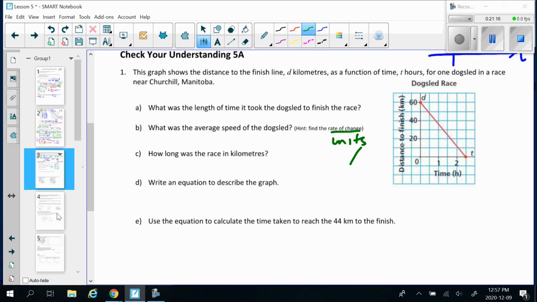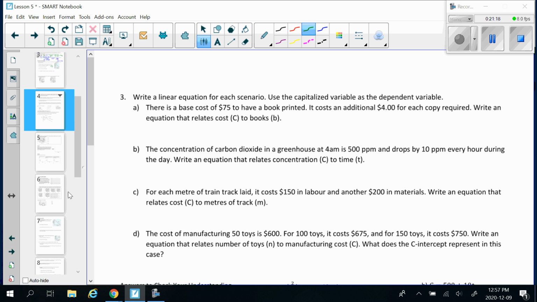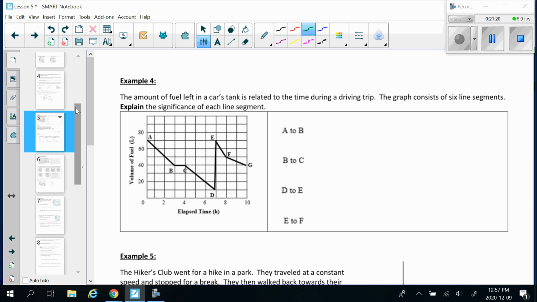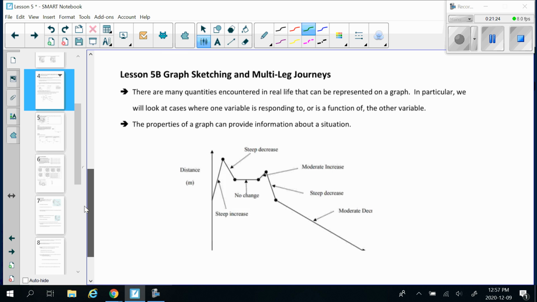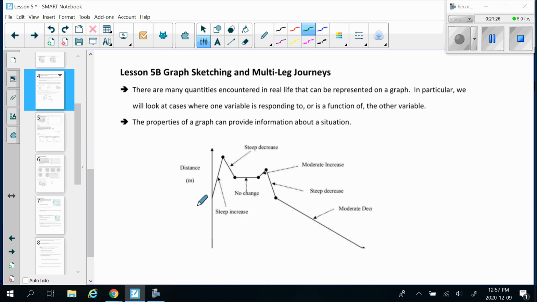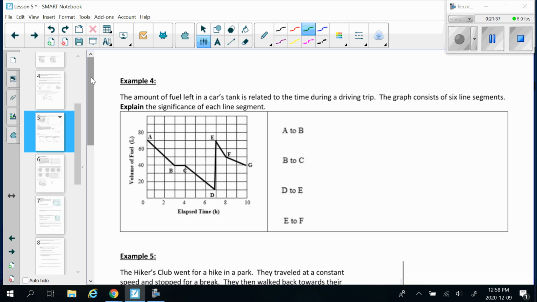I'm going to skip all the way to an example. So this is lesson 5B, which is where we look at a sketch of a multi-leg journey. This is a journey that starts super fast, and then you go backwards, that kind of thing. So I'll just do an example here. Example number 4, and this is on page 36.